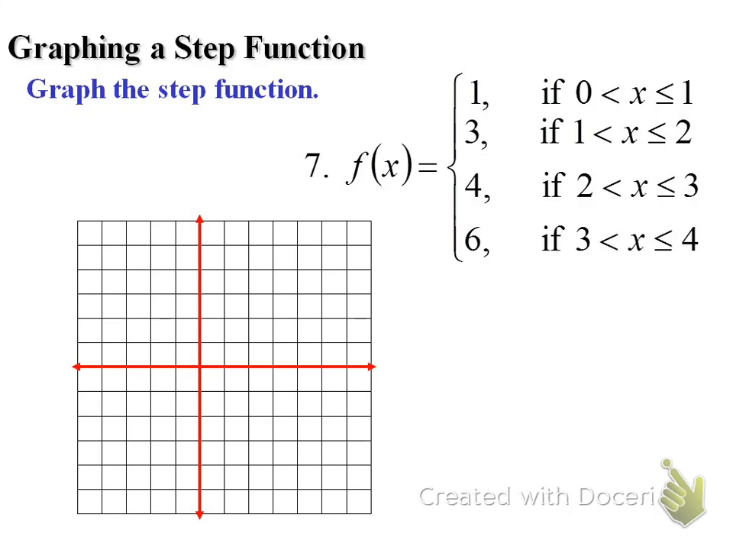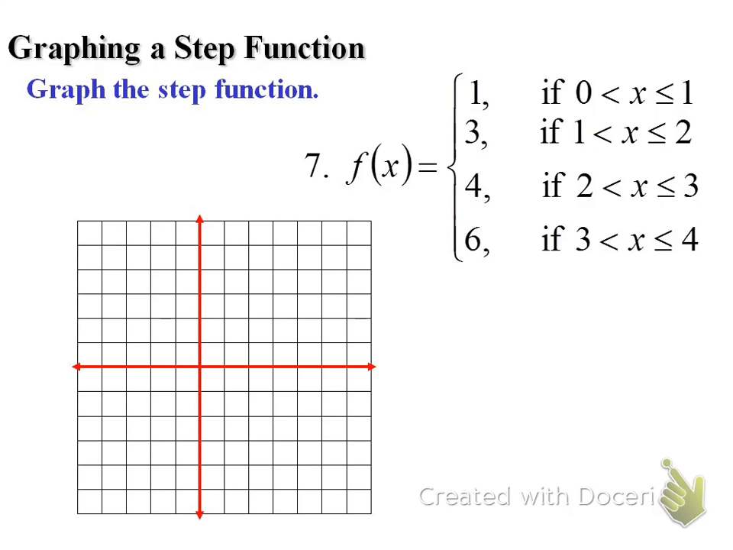And it might be helpful as we're graphing these to remember that f of x is the same thing as y. So this is like y equals 1, y equals 3, y equals 4, y equals 6. Those are all horizontal lines. So we're going to have a bunch of little chunks of horizontal lines. That's why they call it a step function. It looks like a step.